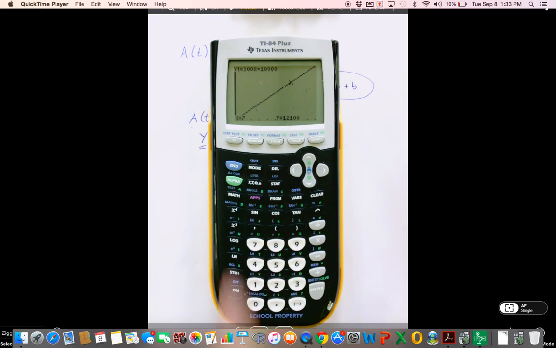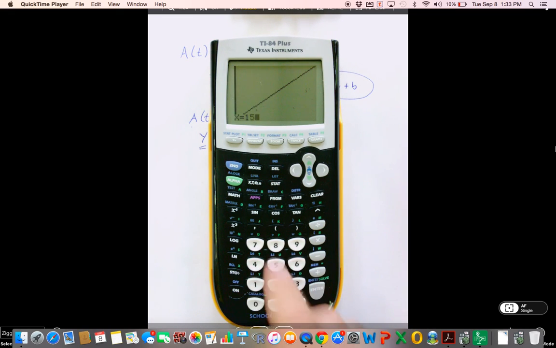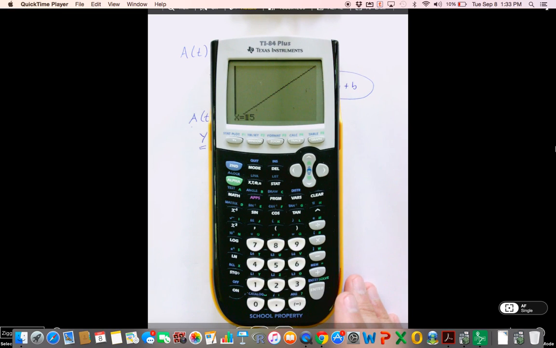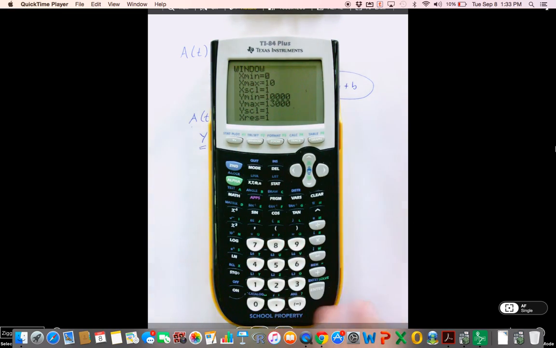Pretty cool. Let's say we want to see what we've got after 15 years. It's not going to work because we didn't set up our calculator to go that far. So guys, if we do want to run out further, it's not a big deal. Just go back to our window and say, well, I'd like to run it out a little bit further, so let's go out to 20.